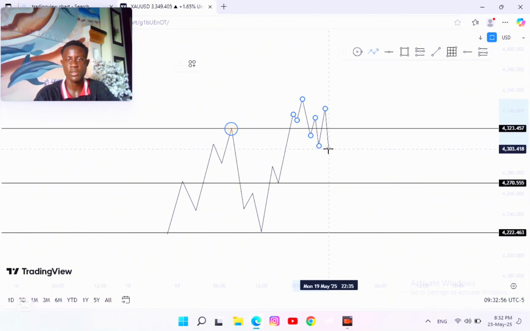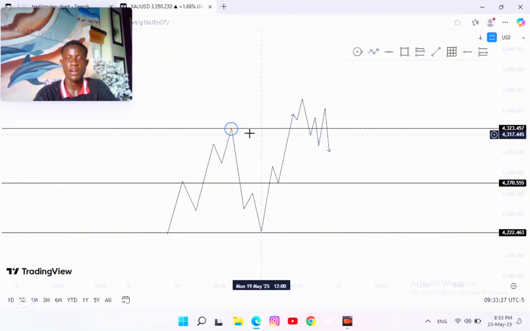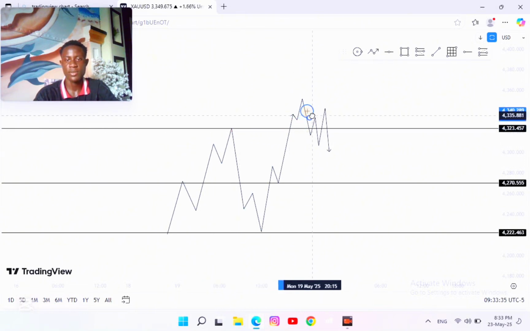So am I going to be targeting this level? No, I'm not going to be targeting that particular level. There's a level I'm going to be targeting, but like I said, it's going to be in my next video, coming up. All I want you to know is that after price breaks this key level, I'll wait for my setup. Then I'll show you where I'll be targeting in my next video.